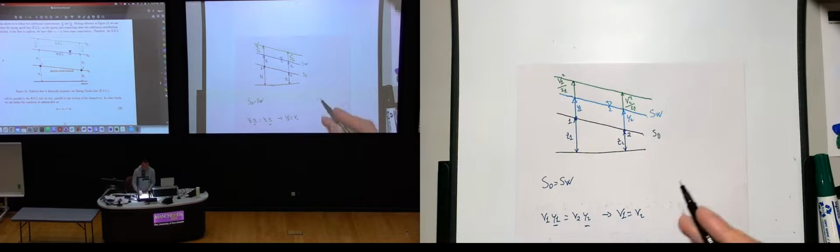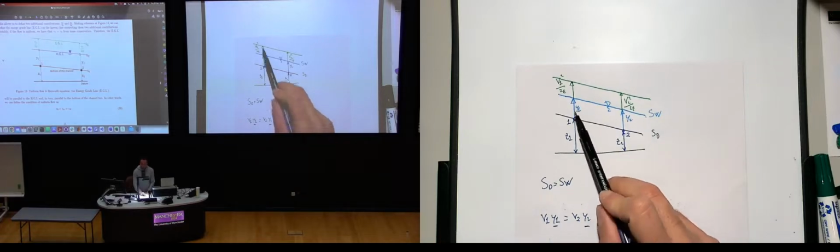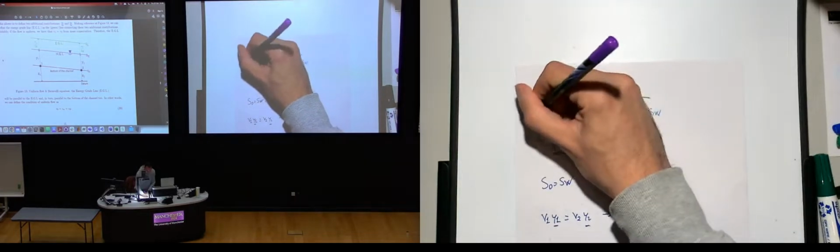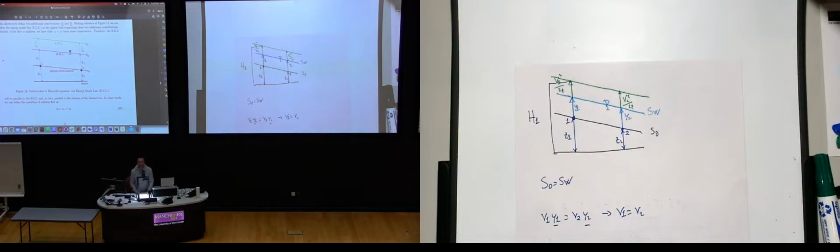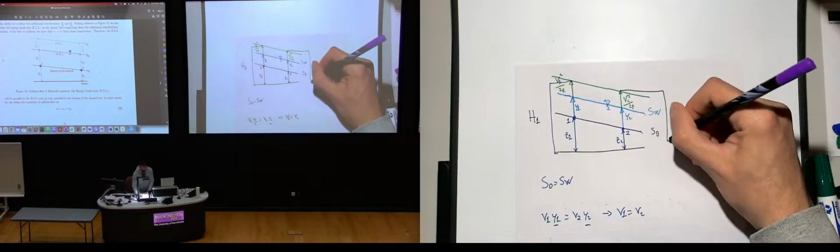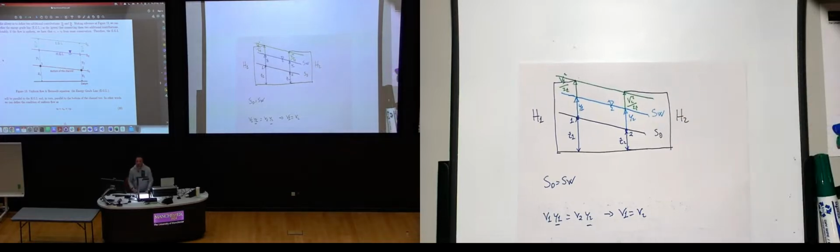Now, please have a look at this. The sum of the three contributions, Z, Y, and velocity head, H1 for section 1, is called the total head of section 1. The sum of the three contributions in section 2, H2, is called total head in section 2. Do we agree that there is a difference between this? Right.